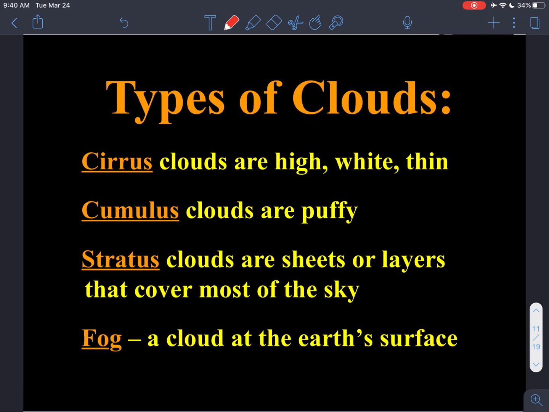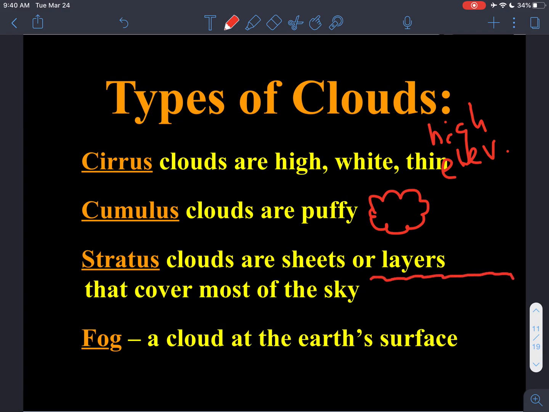So, different types of clouds that you may have noticed in the sky. Cirrus clouds are usually white, thin, wispy clouds, usually at high elevation. So I'm going to write high elevation. Cumulus clouds are the puffy ones. They're the ones that look like cotton balls. Stratus clouds are usually very, very long. They cover most of the sky, and they're usually low in the sky. And then fog, if you're familiar with fog, is just the cloud that's near Earth's surface.